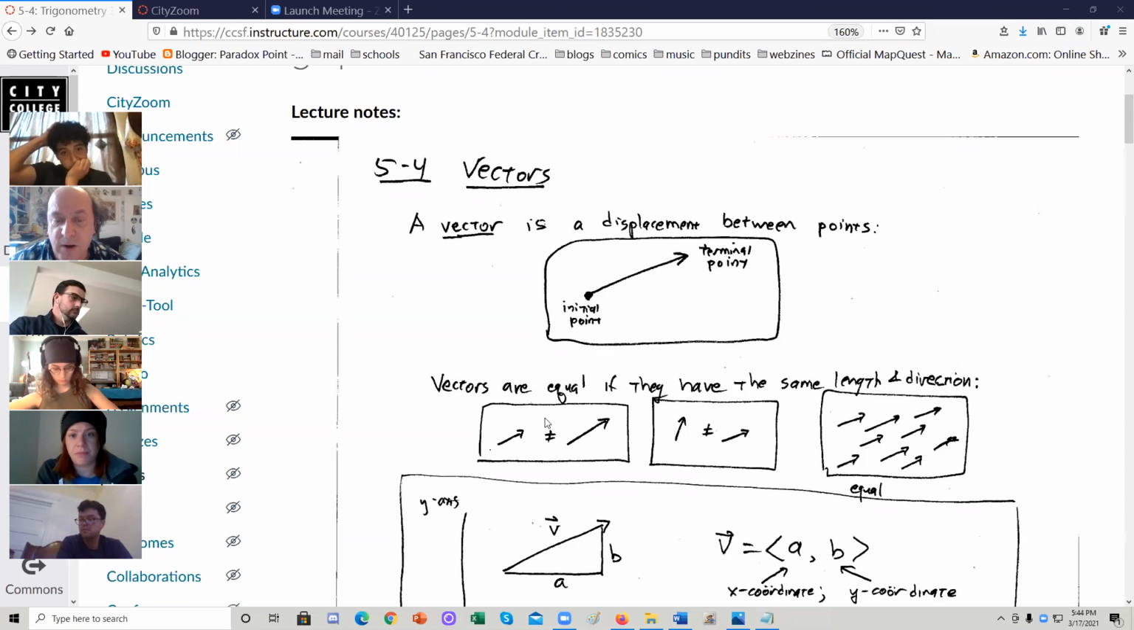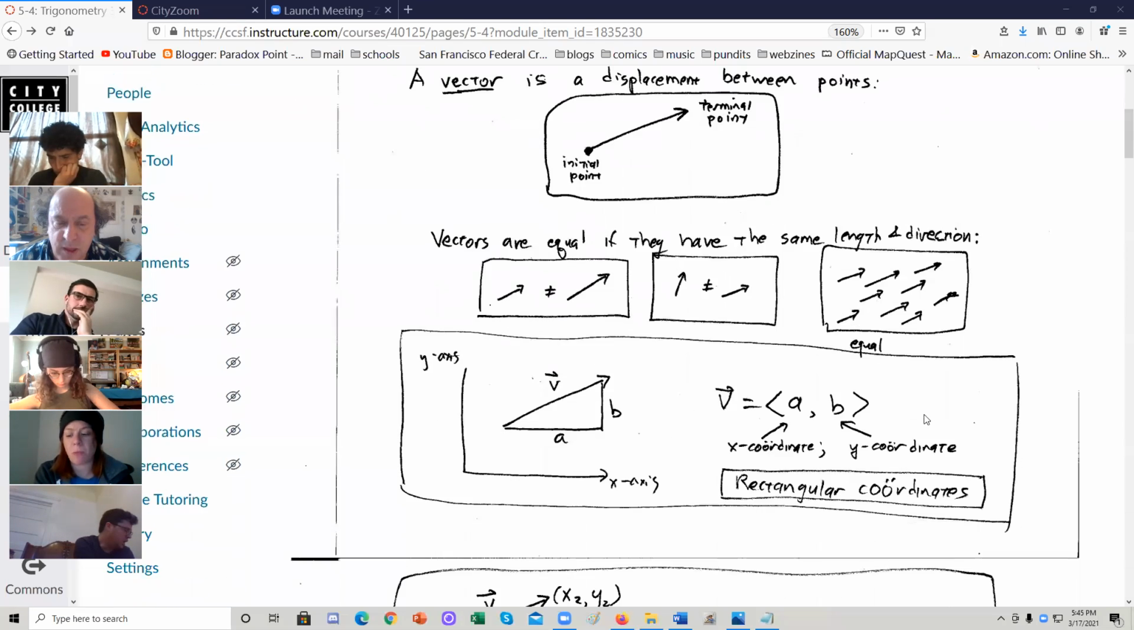All right. Now, vectors are equal if they have the same length and direction. These have the same direction but not the same length. These have the same length but not the same direction. These have the same length and direction, close enough, and they're considered equal even though their initial points and terminal points are different, but the displacement between the two is the same in all these cases.